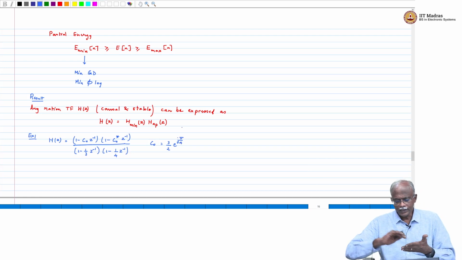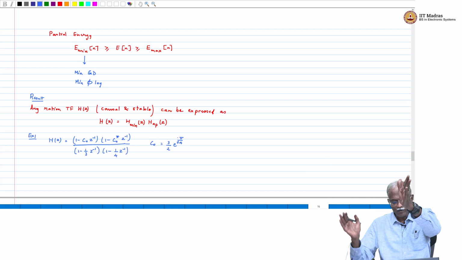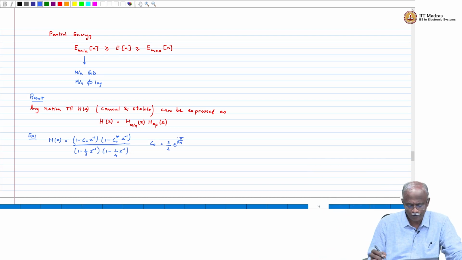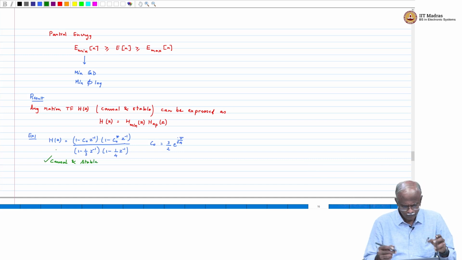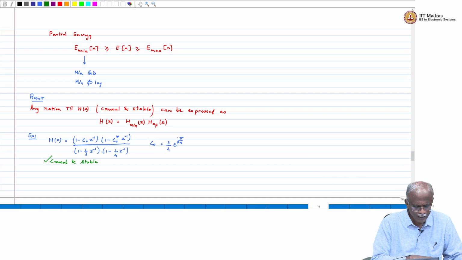Okay, it is a zero outside the unit circle at an angle plus pi by 4, and the conjugate will be at minus pi by 4. So obviously this is a causal stable transfer function. It is causal and stable. So we can tick off that part, but it is not minimum phase. So how do I write it in the form of a minimum phase transfer function? And I think that is an important thing to do. So here is what we are going to do.